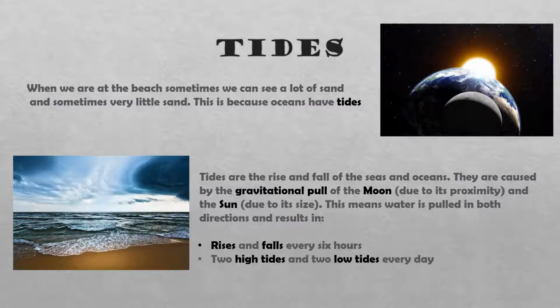They are caused by the gravitational pull of the Moon due to its proximity and the Sun due to its size. This means water is pulled in both directions and results in rises and falls every 6 hours, and 2 high tides and 2 low tides every day.